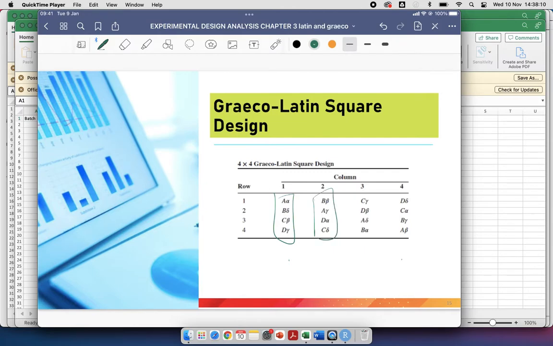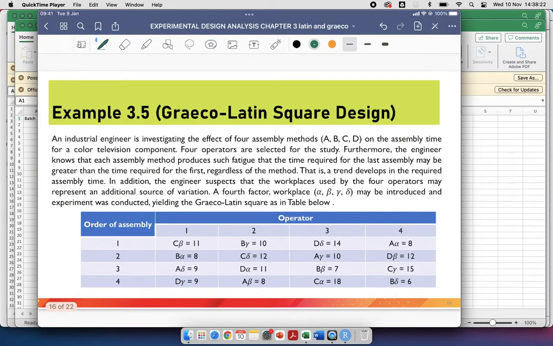Kadang-kadang kalau orang tu buat tiba-tiba A alpha, lepas tu A beta juga. Mana boleh satu kolom ada 2 kali A. So salah lah. Okay, we can check the experiment. So look at the example.